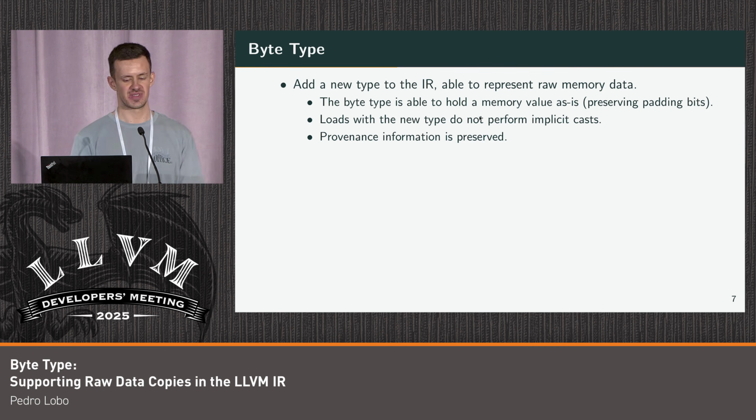So our solution to this problem is adding a new type to the IR, which we call the byte type. This new type is able to represent the raw memory value as it is, being able to load both pointers and integers from memory without discarding the pointer's provenance. Furthermore, loads of paired values do not taint the load result, as the byte type can maintain and represent individual poison bits at bit granularity.